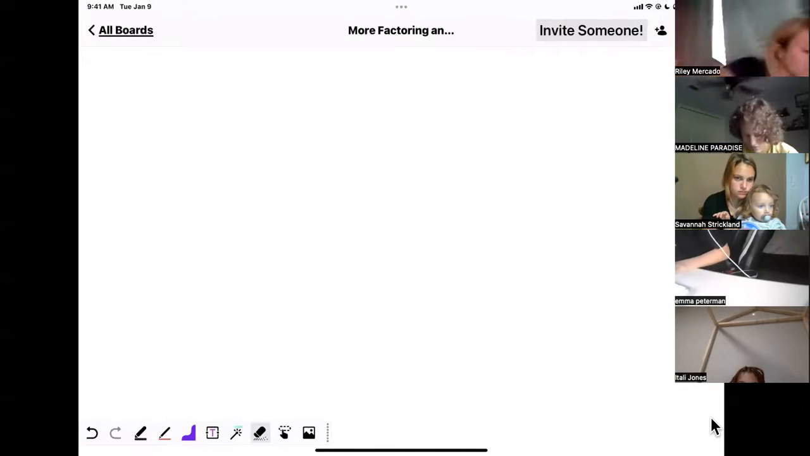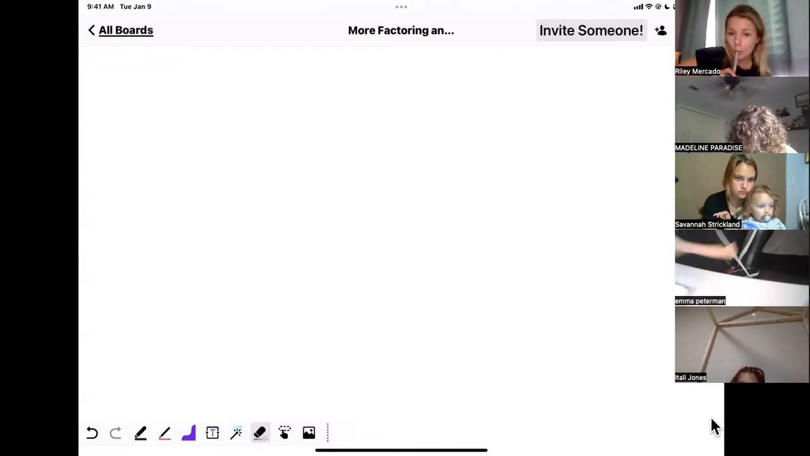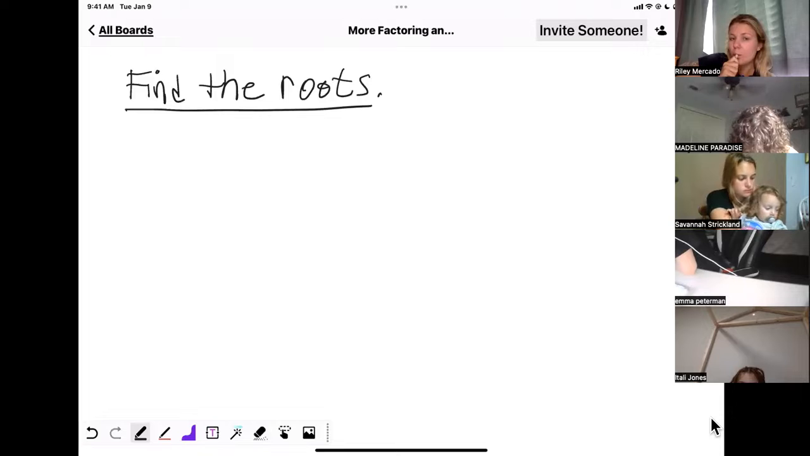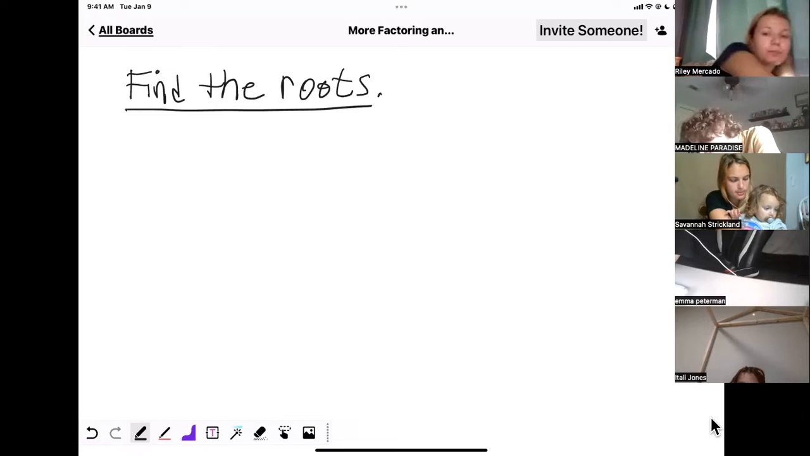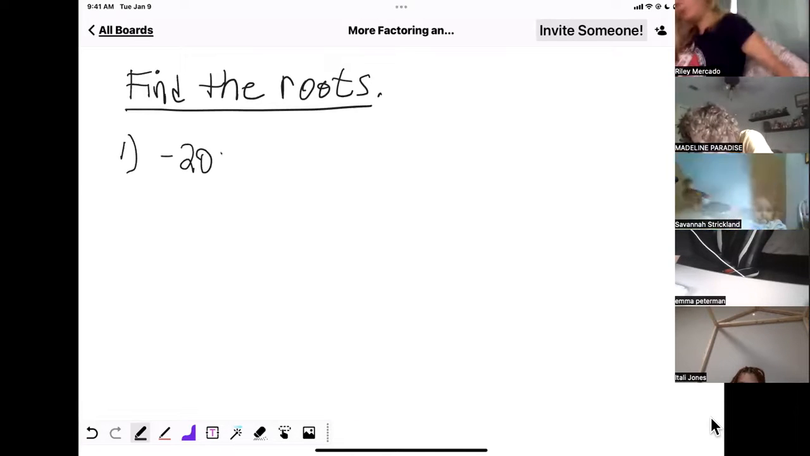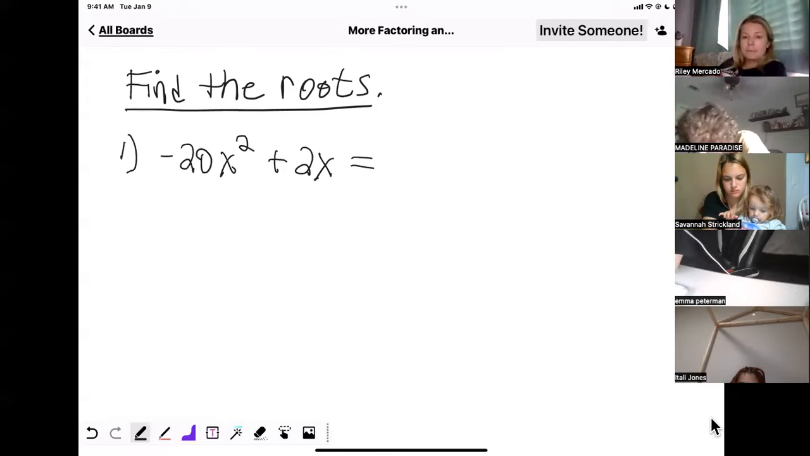So I'll just start over again. Okay, so now we're going to see, I'll use a new word, find the roots. I know it's a weird word for math, but that's what it sort of means. The zeros are sort of how the graph comes out from, like a root, like a fruit of a flower. All right, so I have negative 20x squared plus 2x equals negative 6.